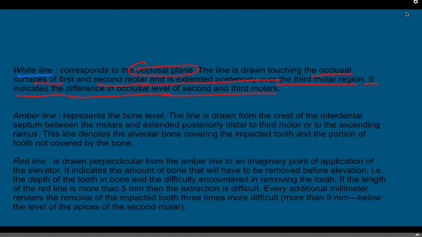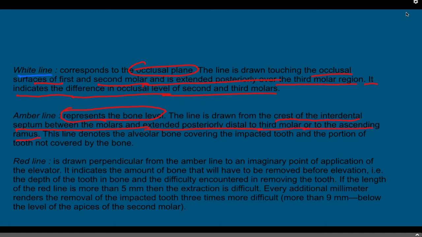And the second one is the amber line. So what does the amber line represent? The amber line represents the bone level. What is the amber line? It is a line drawn from the crest of the interdental septum between the molars and extended posteriorly to the distal of the third molar and to the ascending ramus.